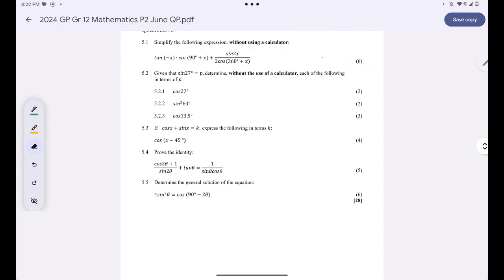So whenever I simplify this, I'll get a 0.